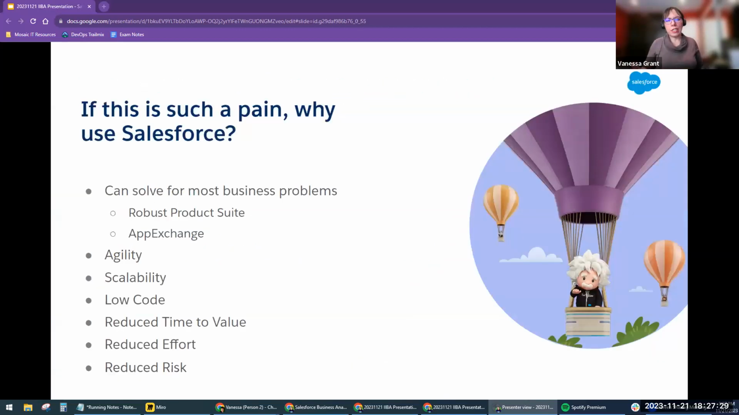So if Salesforce is such a pain, why should we use it? The nice thing with Salesforce, it can solve for most business problems. Obviously, based on that slide with all the icons, it has a very, very robust product suite. You want to do marketing stuff, it's got marketing. You want to do data stuff, cloud stuff, e-commerce, sales, service, it's got you covered.